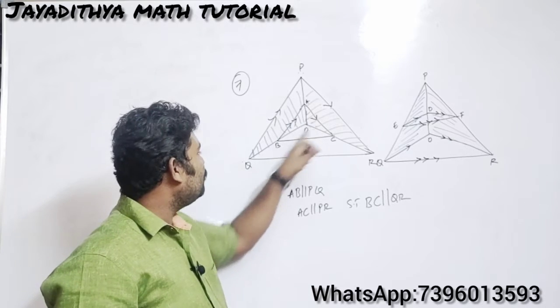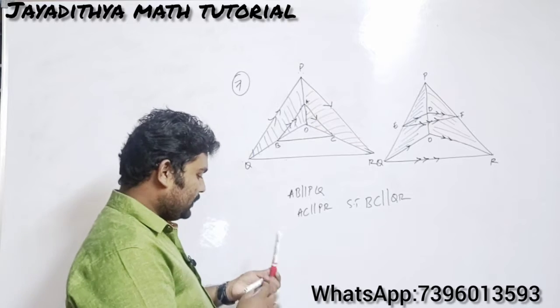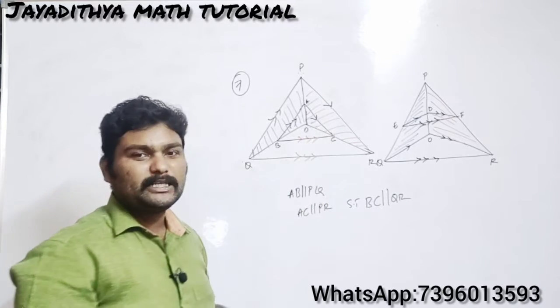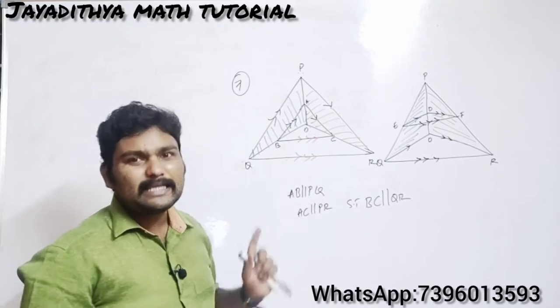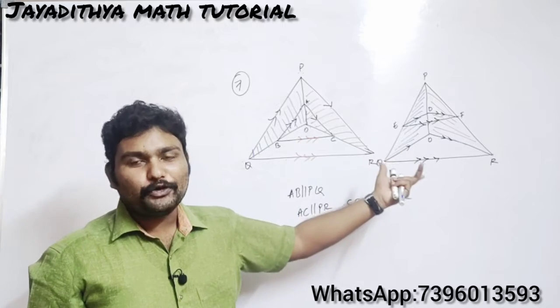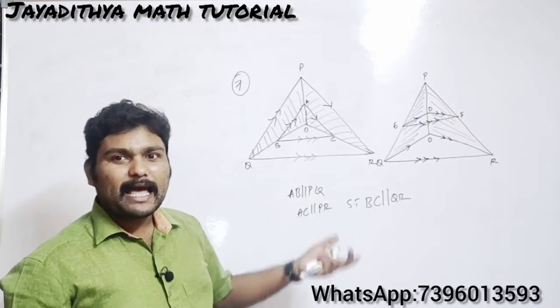So in this triangle OQR, by converse of basic proportionality theorem, you can show that BC is parallel to QR. So both are similar problems, but the figures are different. That's all. So this is like your top view, but that is like your side view of the same tetrahedron. You know tetrahedron? So tetrahedron is a solid which has 4 faces.